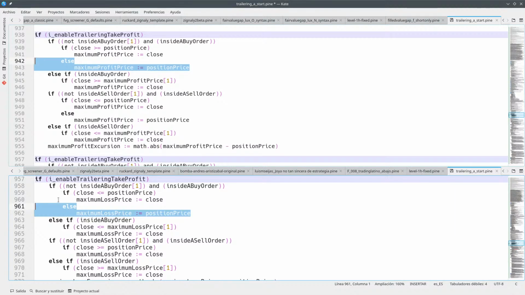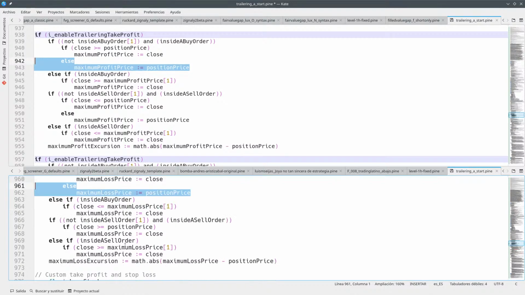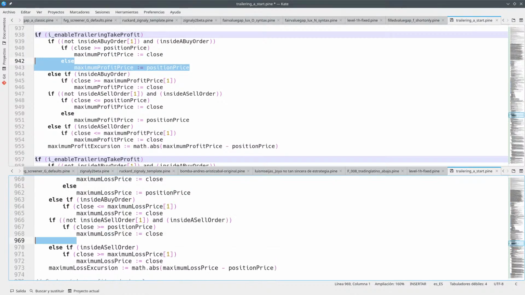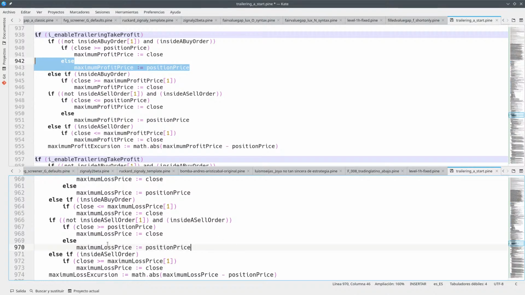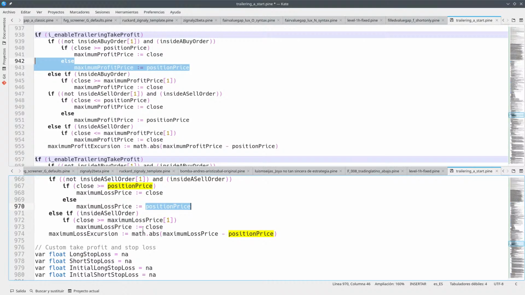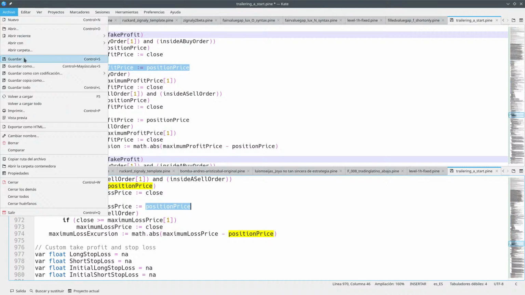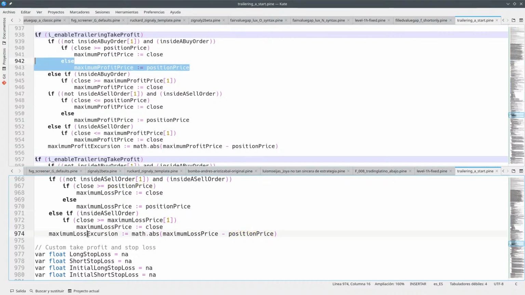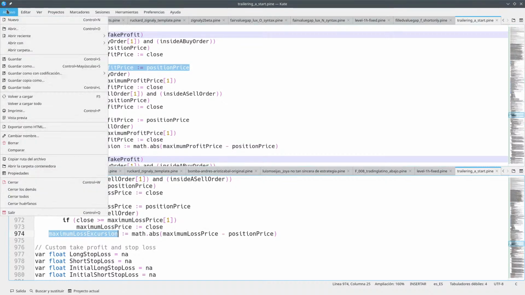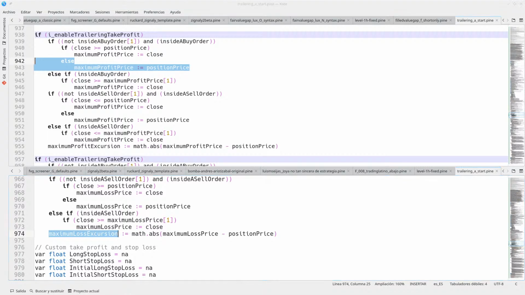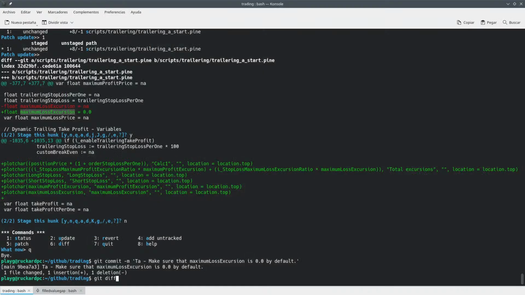When you have this close be not inside. Okay, so here you are not inside. What you want is the same thing, maximum loss price equals position price. That way this is okay. So this is maximum loss excursion calculation fix. So let me check that this is right.